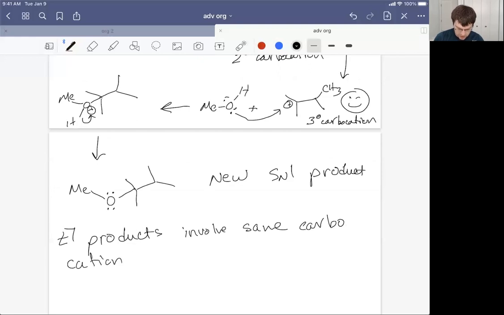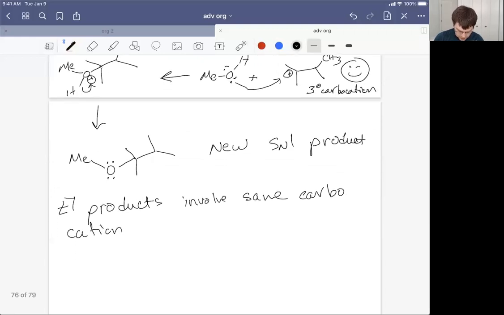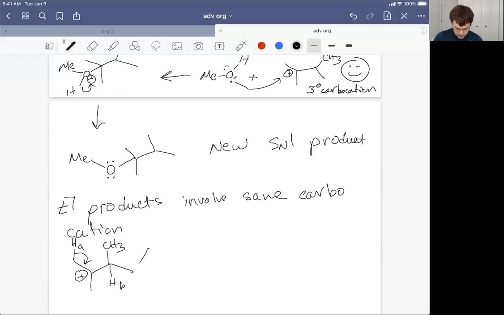That is to say that if we start from that carbocation and we look for the adjacent hydrogens, we have a hydrogen here and then a hydrogen here. I'll label one HA and HB. The other hydrogens are either equivalent to these or too far away. So if we lose HA, we get to product A, which looks like this. If we lose HB, we get to product B, which looks like this.